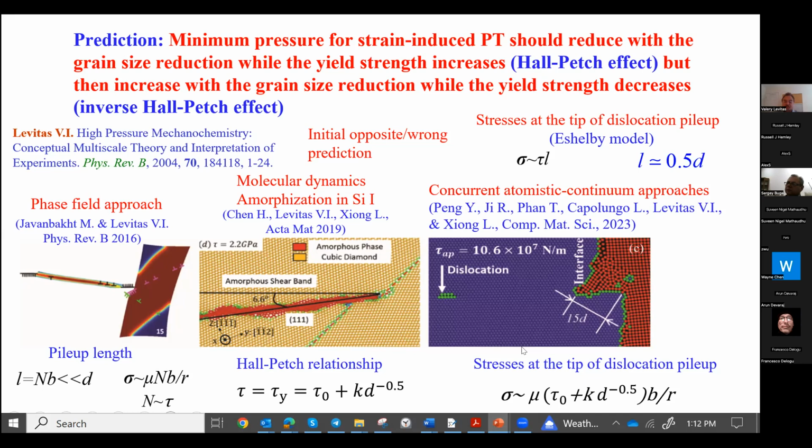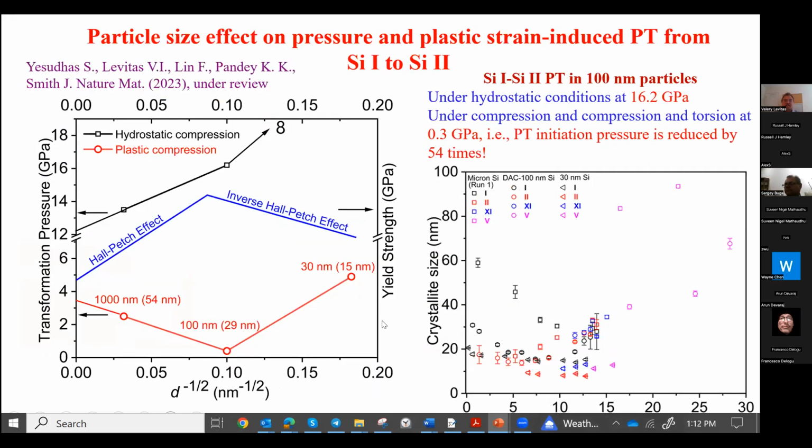However, with further reduction of grain size, we are in a region of inverse Hall-Petch effect. That means yield strength reduces, and the number of dislocations also reduces, because grain boundary sliding competes with dislocation activity. And that is why we predict that phase transition pressure will grow again. And this is exactly what we just obtained for phase transition from silicon 1 to silicon 2.